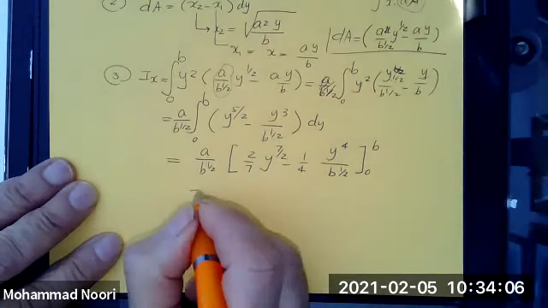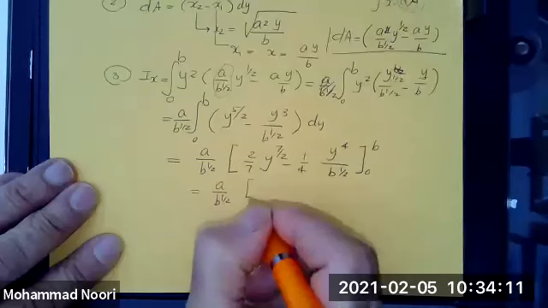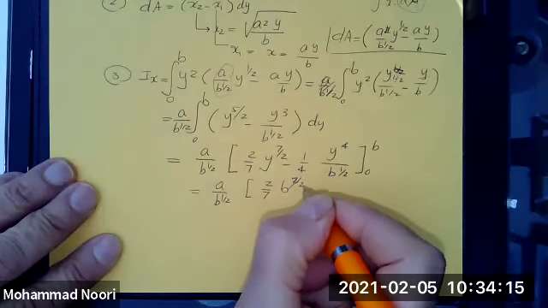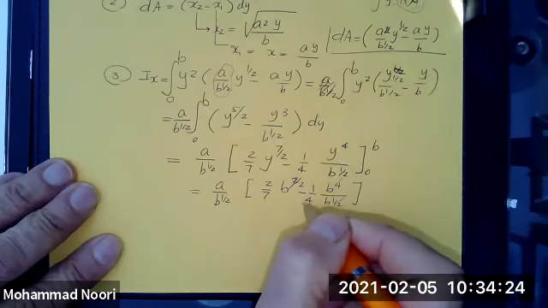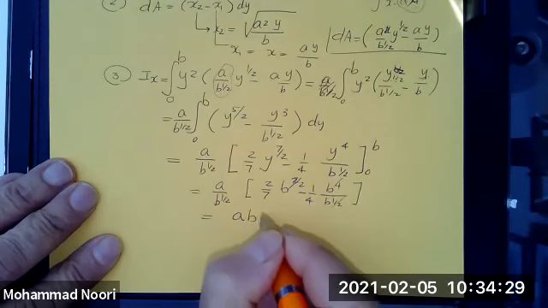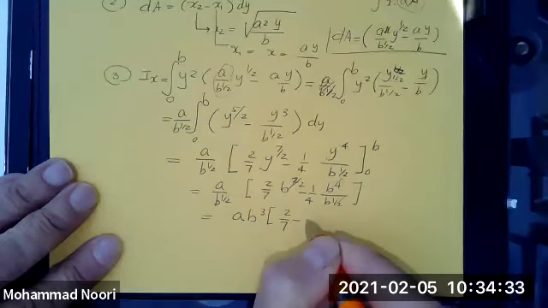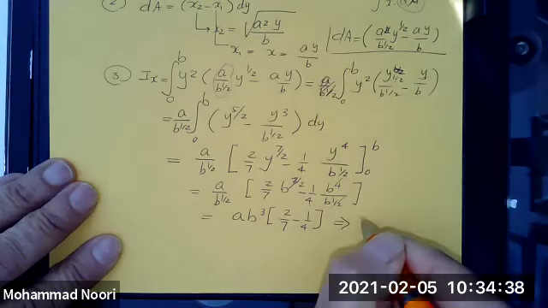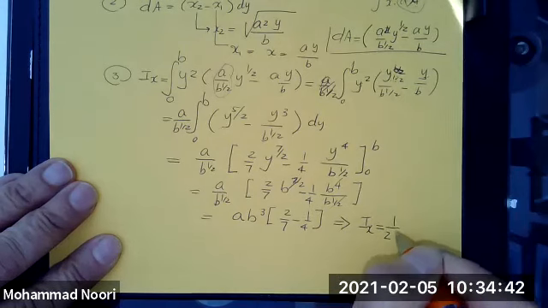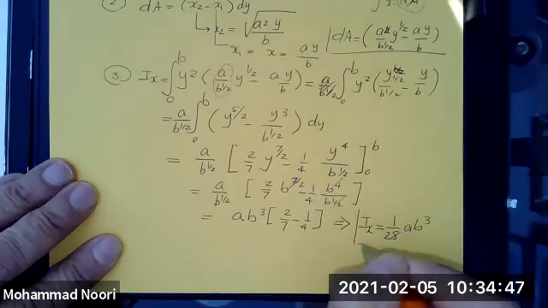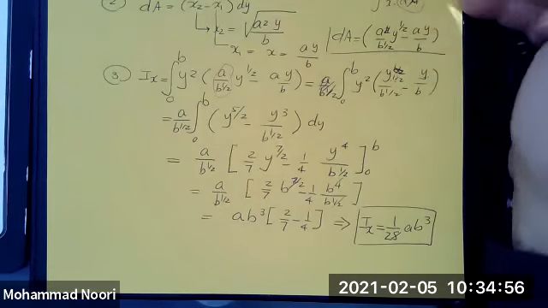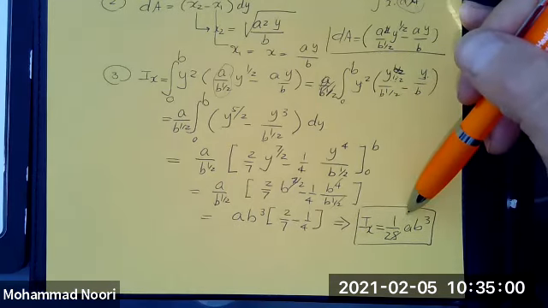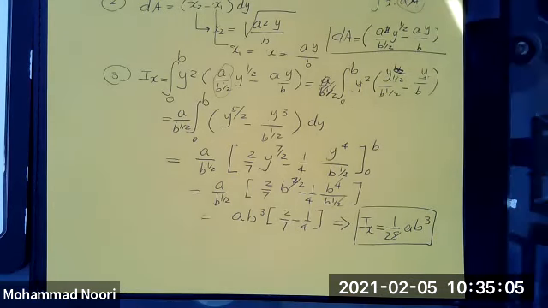So if you substitute that, you get a over b to the 1 half, 2/7 b 7 half minus 1/4 of b4 over b half. These simplify, you get a b cubed times 2/7 minus 1/4, and that gives you I sub x is equal to 1 over 28 of a b cubed. Okay? So the second moment of this area about the x-axis is given by this function. That indicates how this area is scattered about that axis.